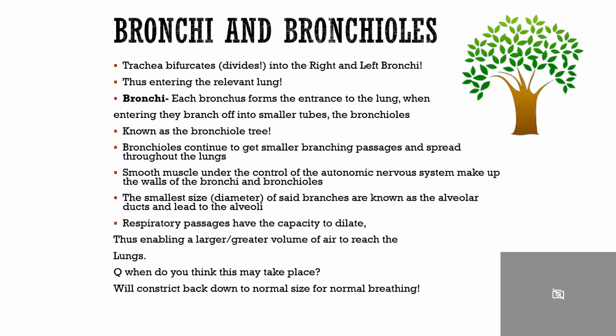Bronchioles continue to get smaller, branching passages and spread throughout the lungs. Smooth muscle, under the control of the autonomic nervous system, makes up the walls of the bronchi and bronchioles. The smallest diameter branches are known as the alveolar ducts and lead to the alveoli. The respiratory passages have the capacity to dilate. This enables a greater volume of air to reach the lungs.